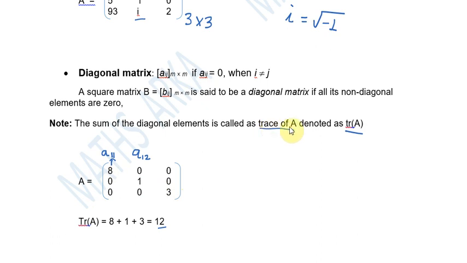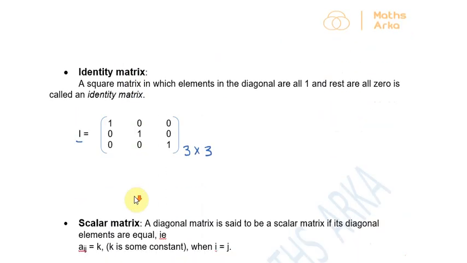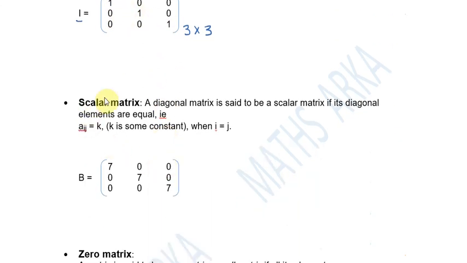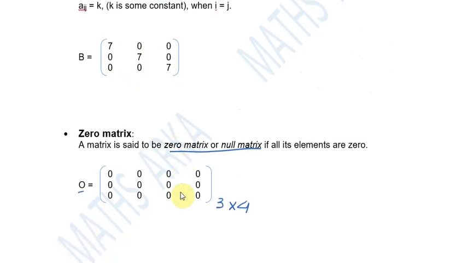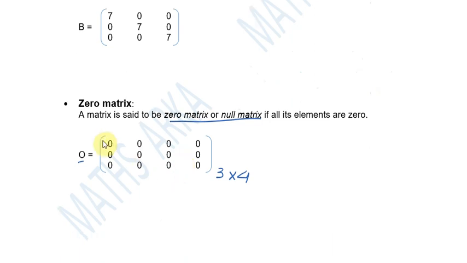Then we have trace of A. Trace of A is the sum of all the diagonal elements. Identity matrix is a square matrix where all the diagonal elements are equal to 1. Scalar matrix, all the diagonal elements are equal, whatever be the number. Non-diagonal elements are of course 0 over here. If you see in the example, it is given 7 for each of them. Zero matrix, all the elements are equal to 0. It is also called null matrix, and it could be a square matrix or a non-square matrix.